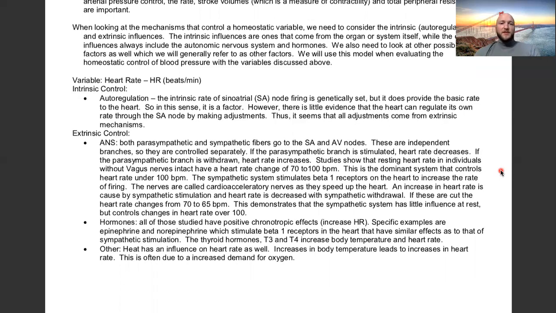So the SA node, the sinoatrial node, firing is genetically set, but it does provide the basic rate to the heart. So in this sense, it is a factor. However, there's little evidence that the heart can regulate its own rate through the SA node by making adjustments. Thus, it seems that all adjustments come from extrinsic mechanisms. So there is a base depolarization rate of the SA node. The heart does not need signals from the other parts of your body to make a beat. It's got this base rate via the SA node. Now, signals come from other parts of our body. Those are the extrinsic controls that can affect this base rate, can speed it up or slow it down.